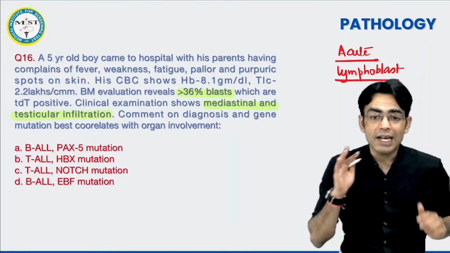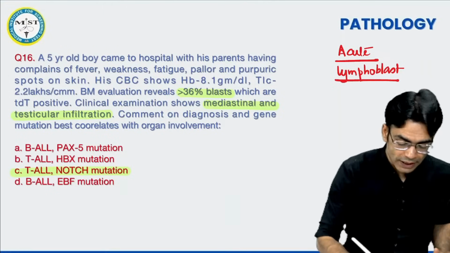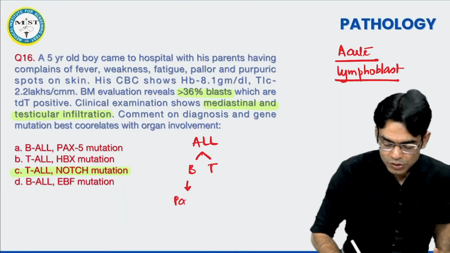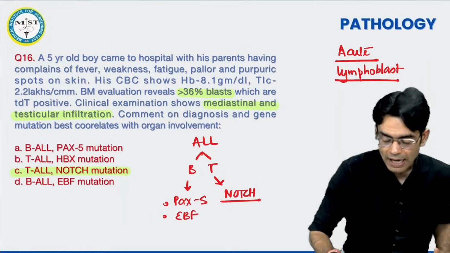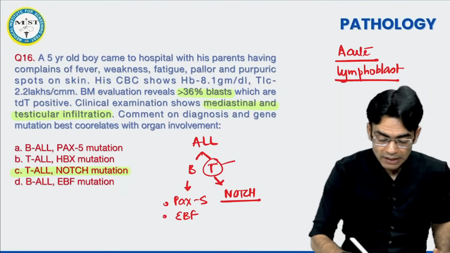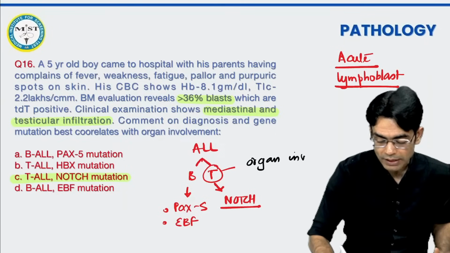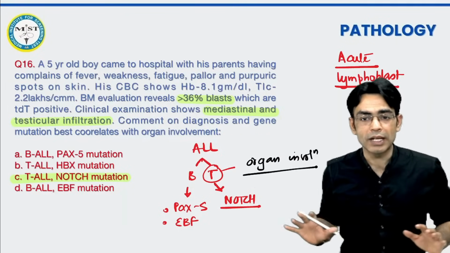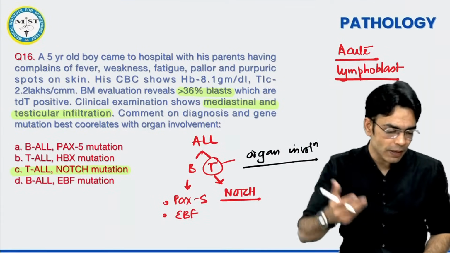So what is the correct answer for this question? Correct answer is NOTCH gene. For ALL, B and T, for B you have to remember two genes, PAX5 and EBF. Whereas for T you have to remember NOTCH gene. And whenever T comes with organ involvement, that means it is T type of ALL. All right? Yes, now you people are right. Thank you very much.